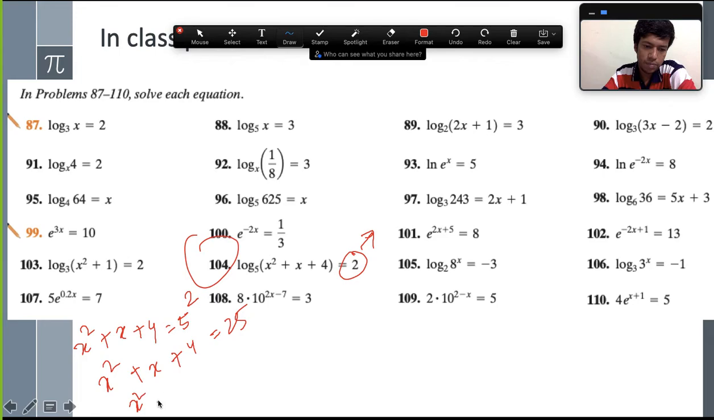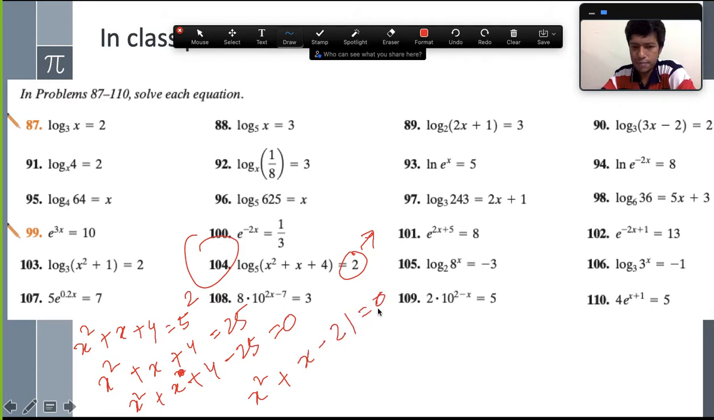Then we have x squared plus x plus 4 minus 25 equals 0. Oh my god, this is x. Okay, so x squared plus x minus 21 equals 0. How can we factor it? Is it possible to factor it?